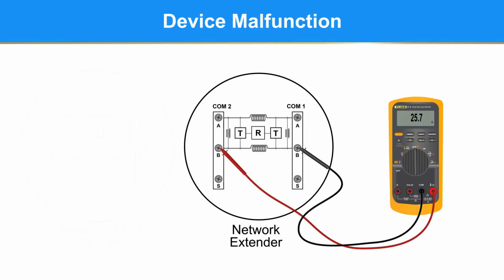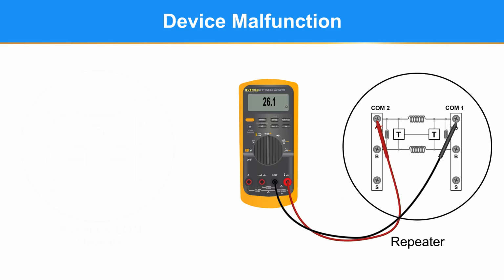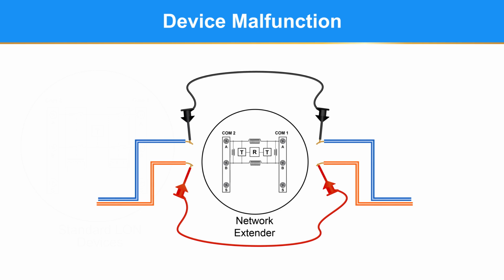That's good. And if that is okay, try jumping the LAN network around the devices. Disconnect the device completely from the network and then jump A to A and B to B.